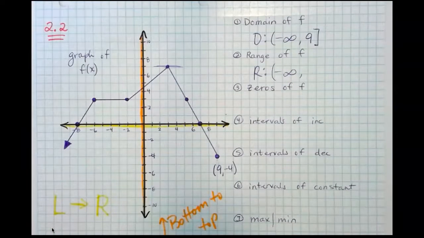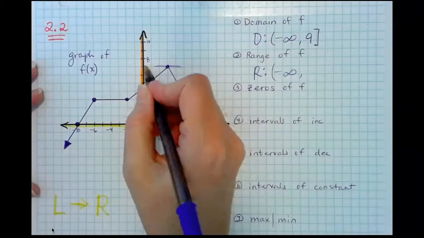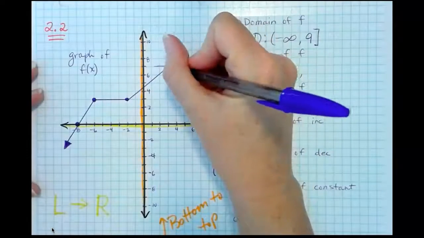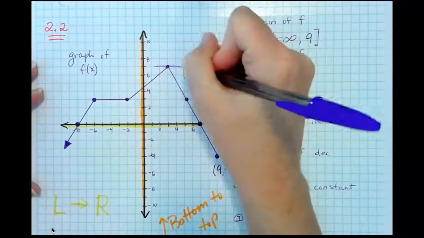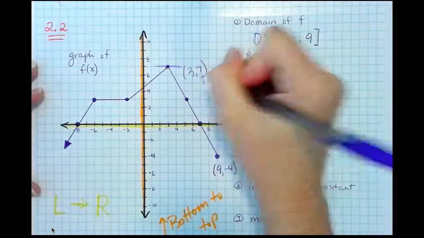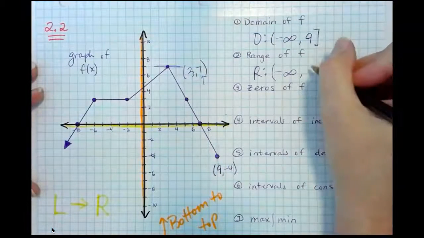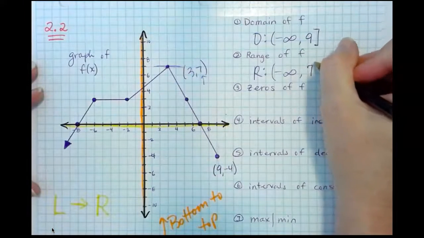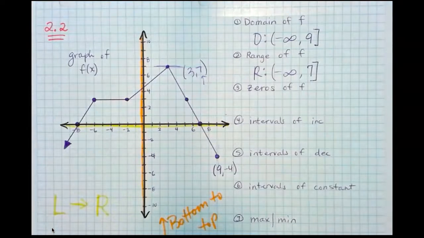Our maximum value is going to be found at this particular point. The coordinates of this point are (3, 7). Remember, the range is all about the y. The range goes up to and includes 7.